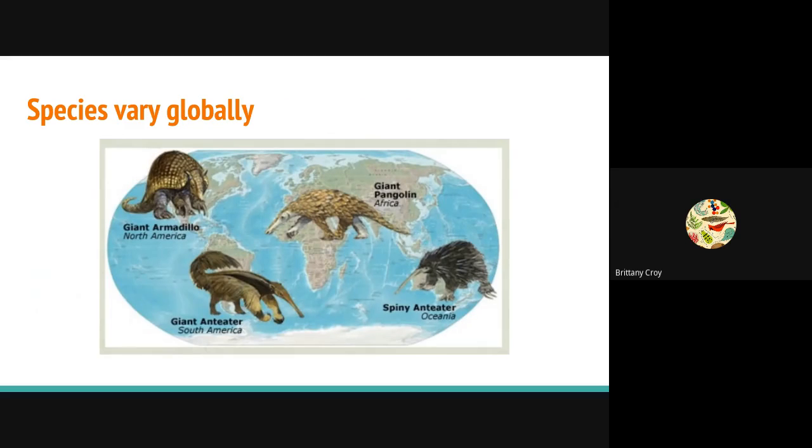Another thing that Darwin noticed was that the variation was not limited to local areas. He noticed that species vary all across the globe. So here we can see images of anteaters and armadillos that look similar, but depending on their environment, they've changed based on the place where they're living.